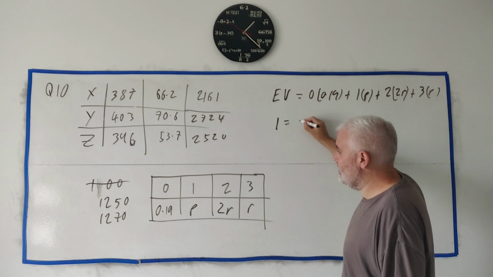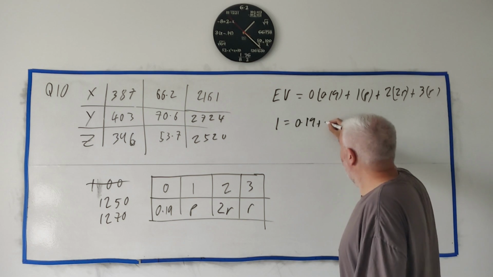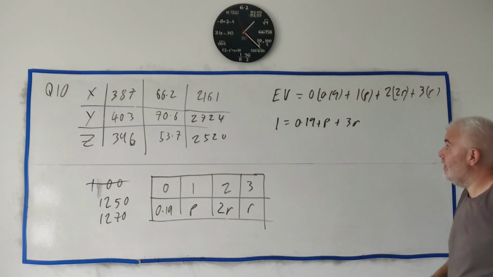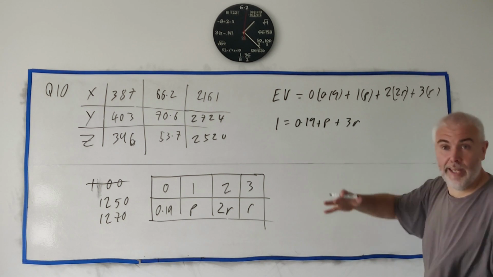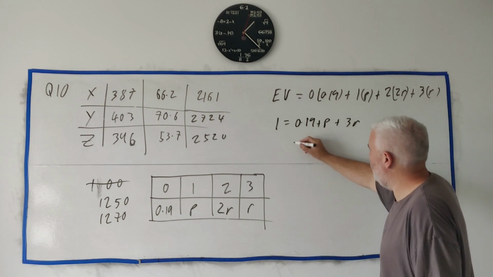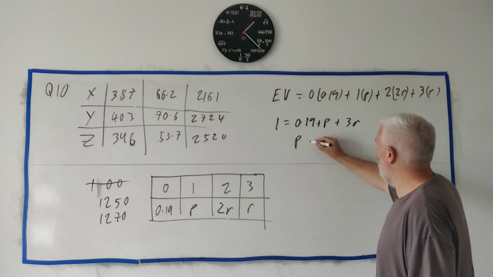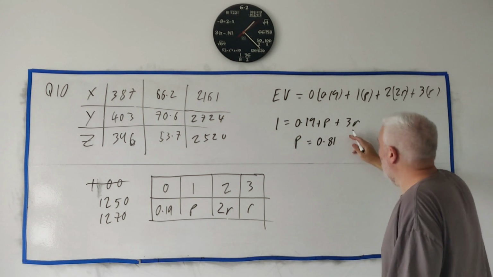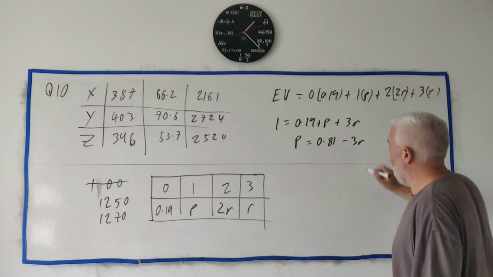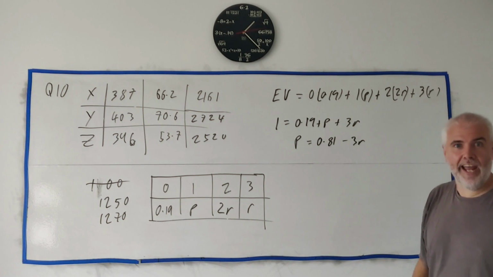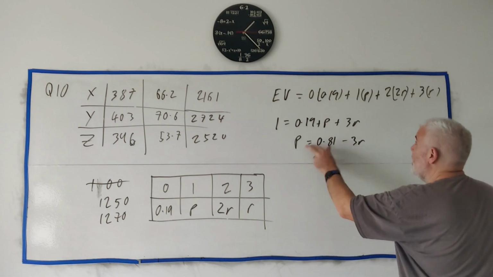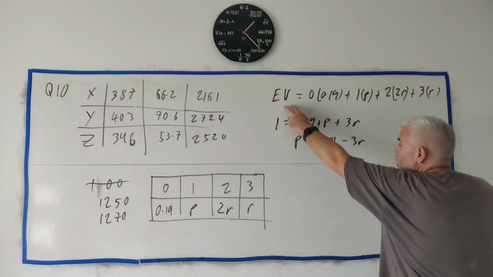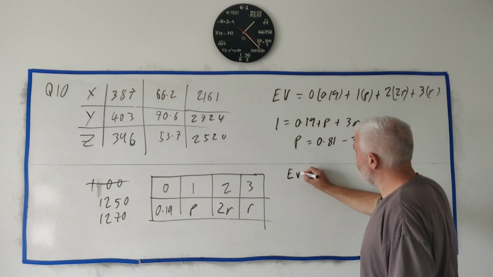So we could say 1 is equal to 0.19 plus P plus Q plus R. That gives us an equation we can get in P and R. I rearrange this. Maybe I'll put Q on its own, equals 0.81 minus P minus R. That's a very handy equation. I can now put this Q in here. I could have rearranged this so R equals, by the way. But I can now rewrite the EV here.